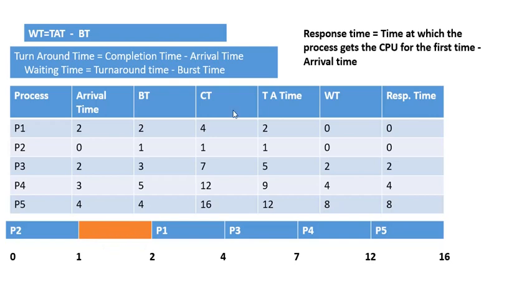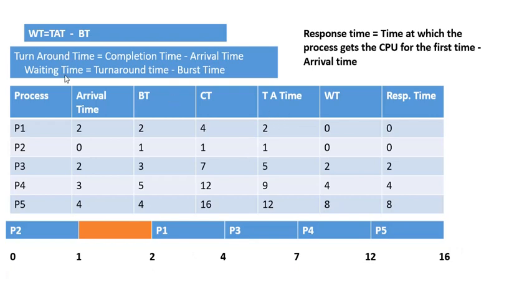Now first find out the completion time. What do we mean by completion time? When the process gets completed. So P1 gets completed at 4 units of time, so you can write down 4. P2 at 1, so you can write down 1. P3 at 7, so write down 7. P4 at 12, so write down 12 over here. And P5 at 16. So CT is your completion time. You can write down completion time from your Gantt chart very easily.